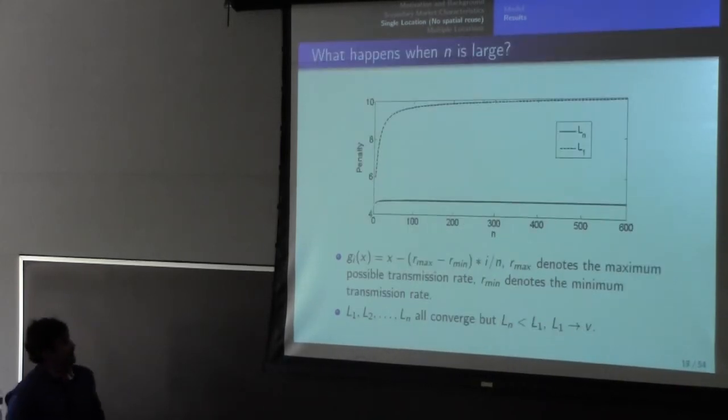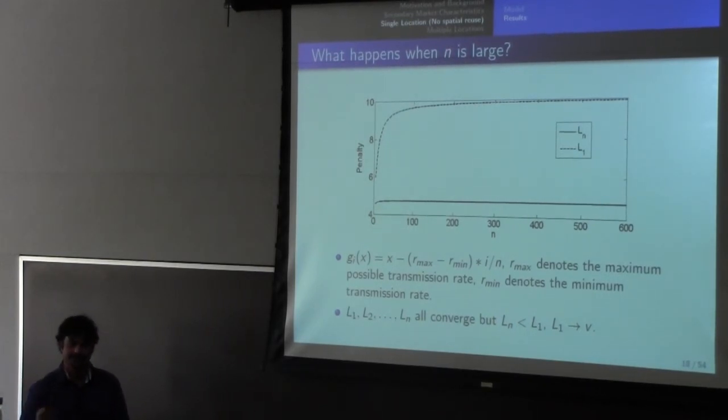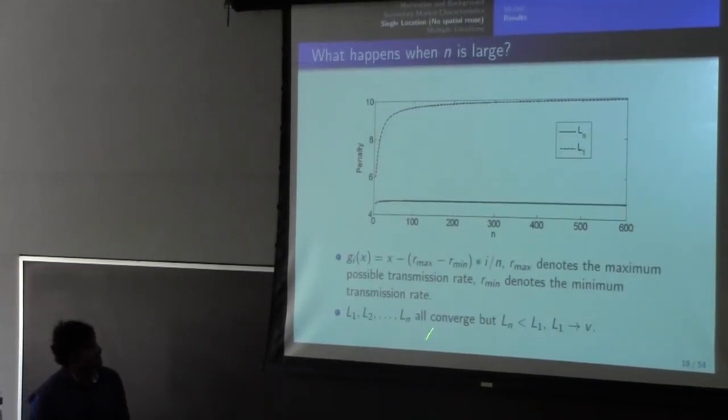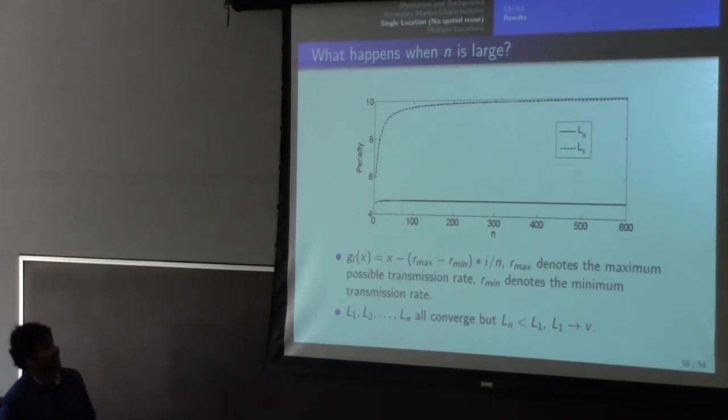Okay, but we have discretized the transmission rate into some discrete setting, like n, for finite n. But what will happen if n becomes large? Because in reality we have a continuous transmission rate, so we should have a very high n to model this. As you can see, when n becomes very large, all these L1, L2, Ln are converging. L1 is converging to the highest possible penalty, and Ln is converging to some value which is lower than V1. And this convergence rate is higher for these Lns compared to L1.